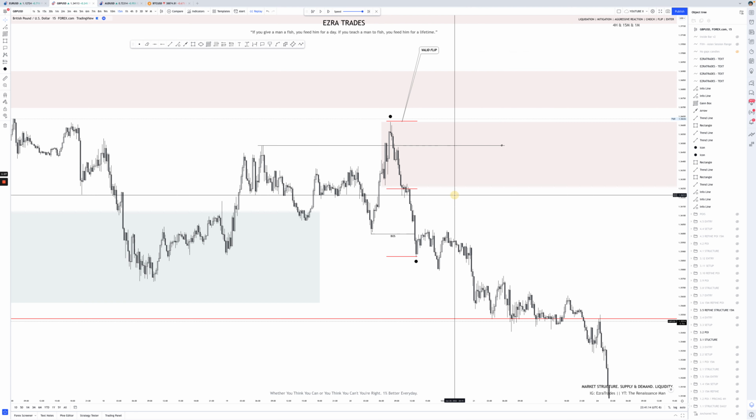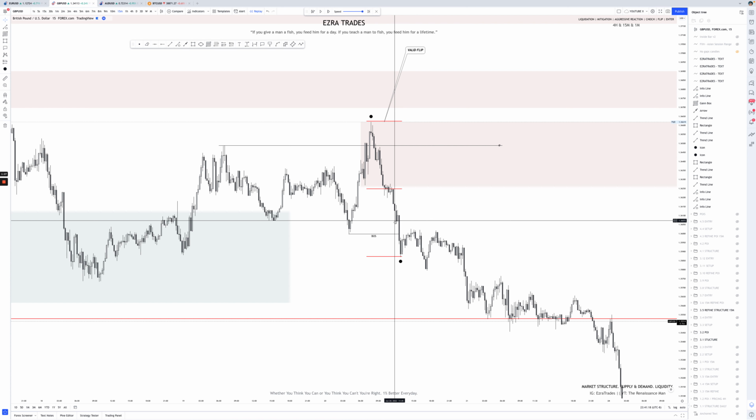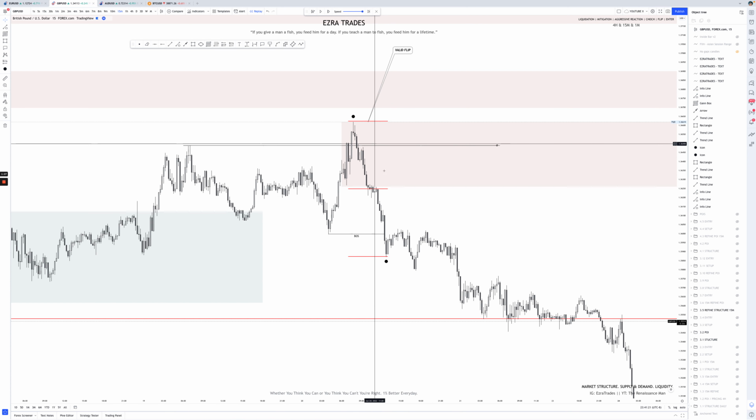Break the structure to the bottom. We're only focusing on POIs on the top half, right? So now what are we looking at? This is also the refined POI, but we can even refine down even further.